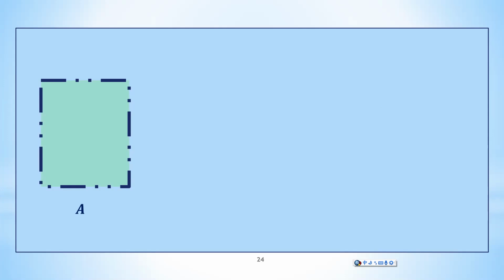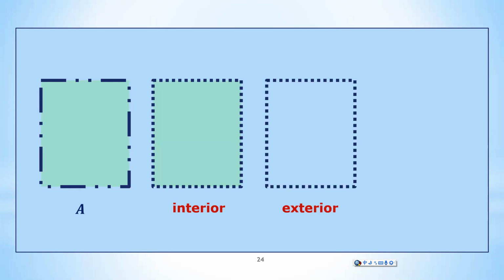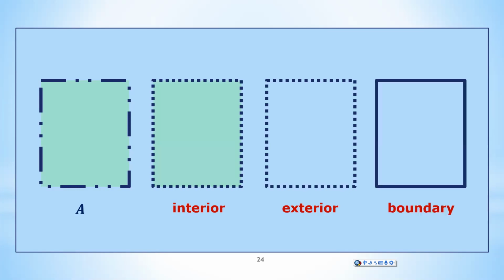Okay, now with a set like that, what is the interior? You remove every boundary point, and the remaining part is the interior. And the exterior is the outside, the points which are not inside. Is the boundary included or not? What is the boundary?